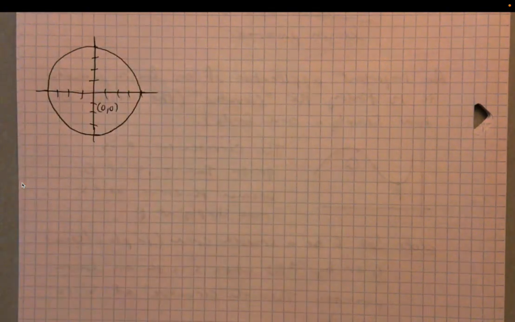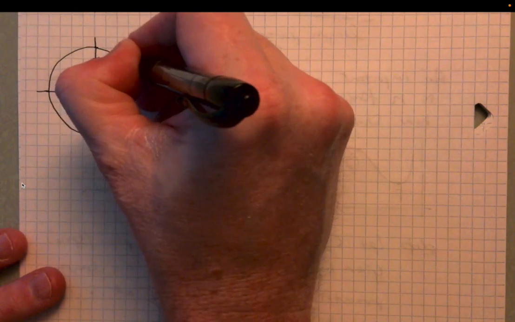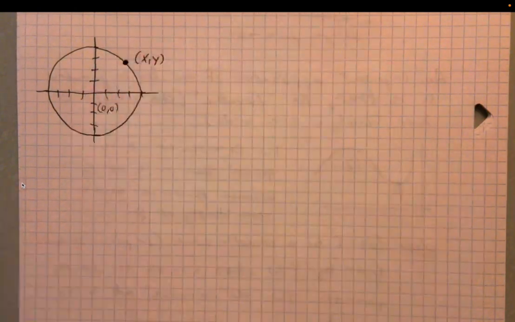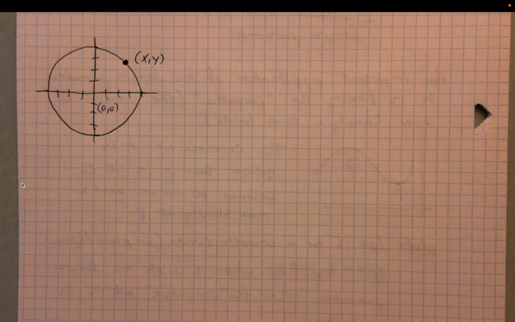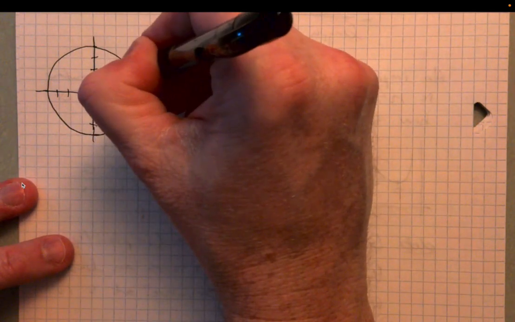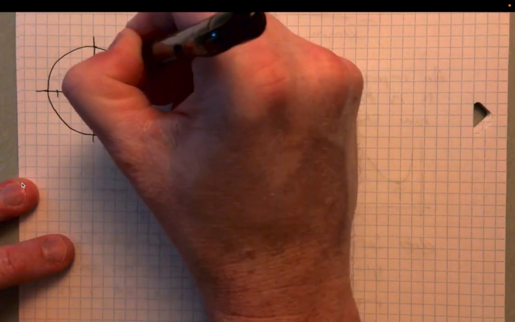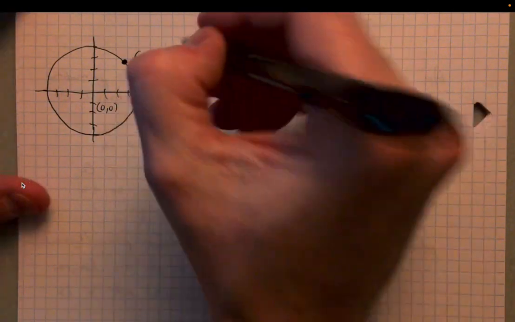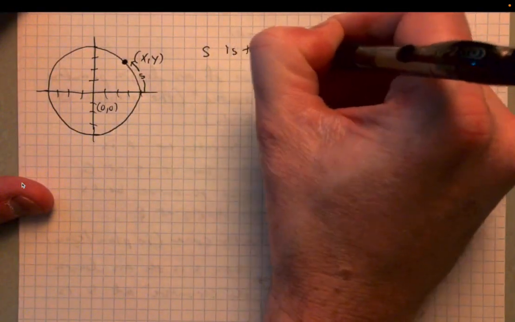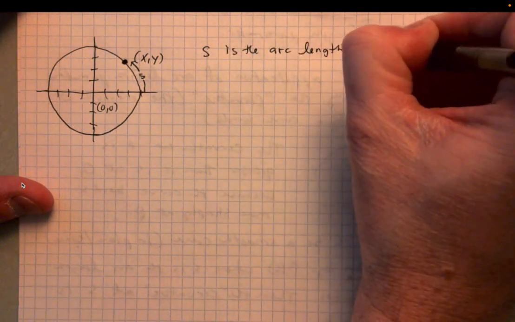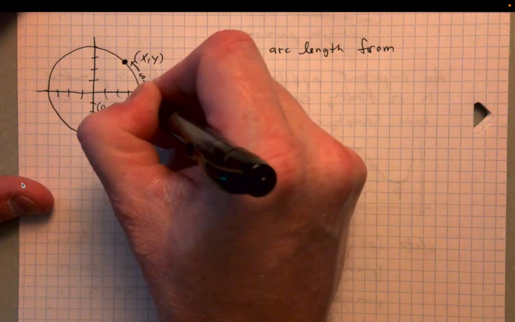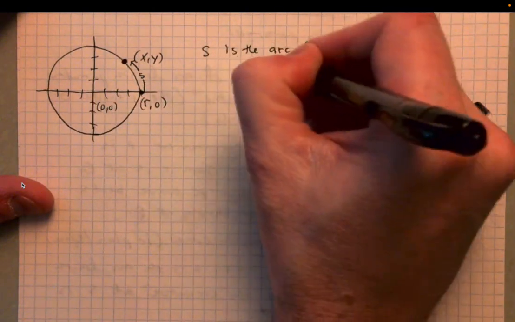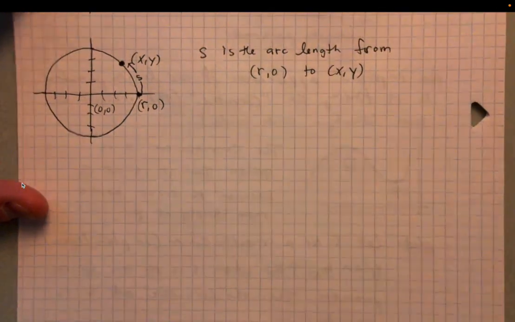Okay, all right, so I've got my circle and it's centered at 0, 0. We're going to let x, y be any point on the circle. I'm just going to draw it in a convenient spot for the drawing's sake. Then we're going to let s denote the arc length from the point r, 0 up to x, y, whatever x, y happens to be.